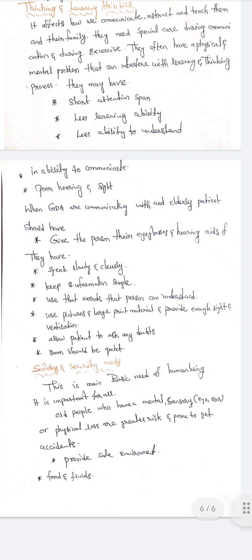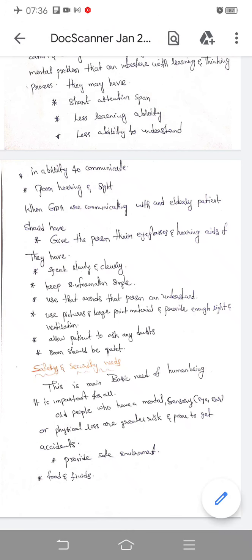Next, use words the person can understand. If we use English words or another language, they cannot understand properly, so we have to use the language which they can understand. Then they will feel happy. Use pictures and large print materials and provide enough light and ventilation. If they are educated, we can use pictures and large printed materials for understanding any information.